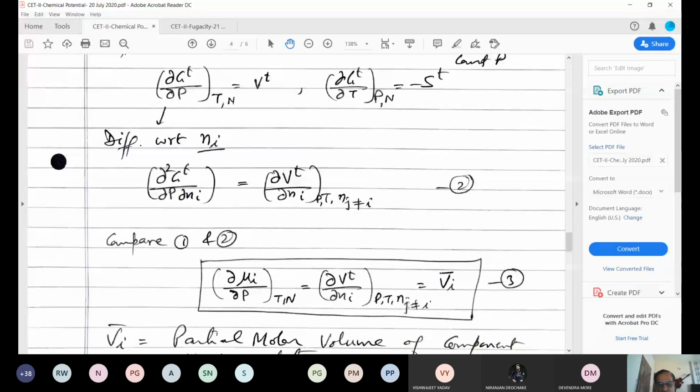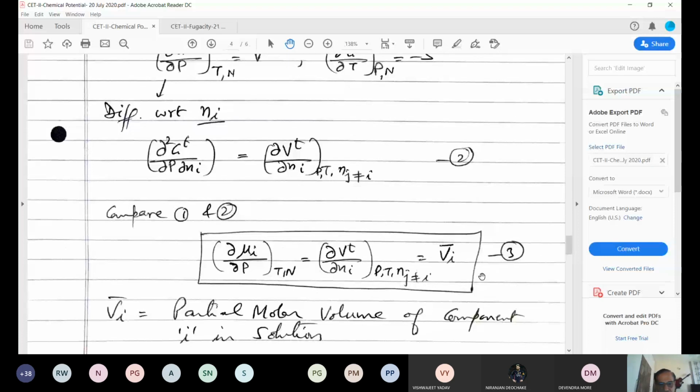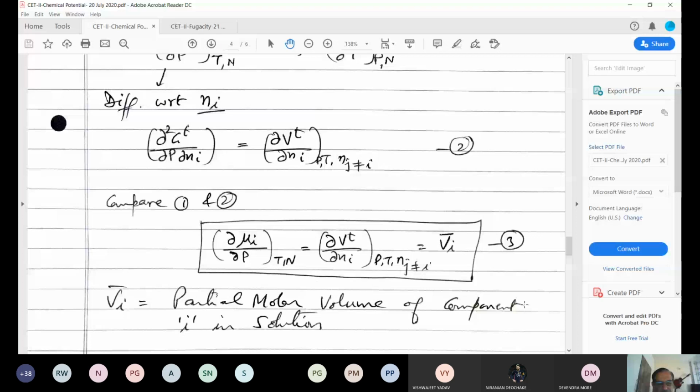And by definition, what is this thing? It is nothing but the partial molar volume, Vi bar. So that is the effect of pressure on chemical potential. If we change pressure, the change is directly proportional to the partial molar volume. Any doubts, questions on equation 3? Is it clear to everybody? How did equation 3 come about? Okay, if you are clear, let's proceed further.